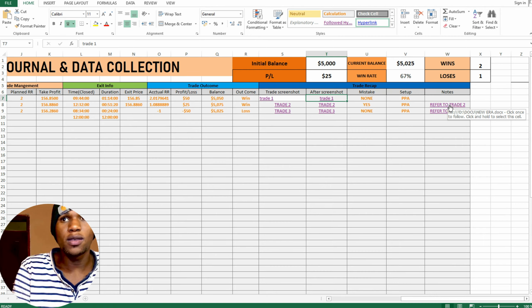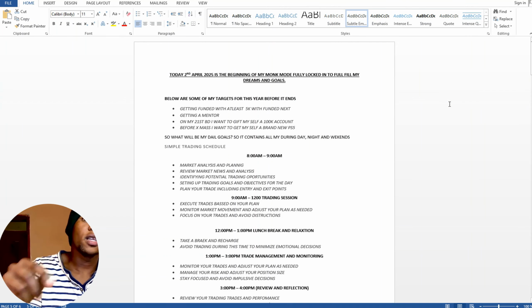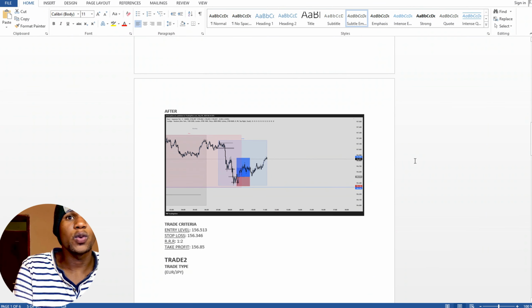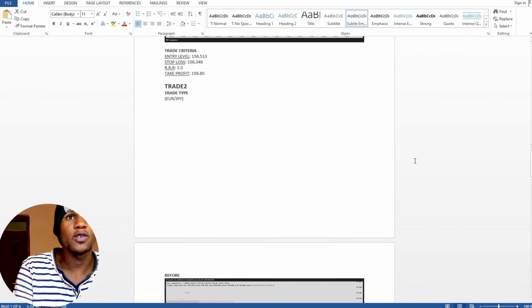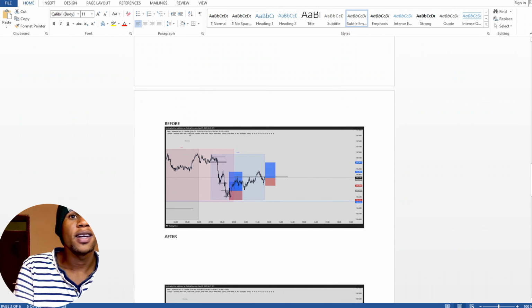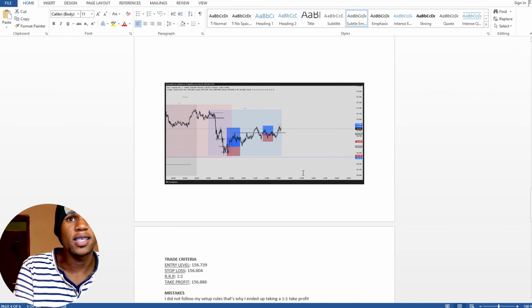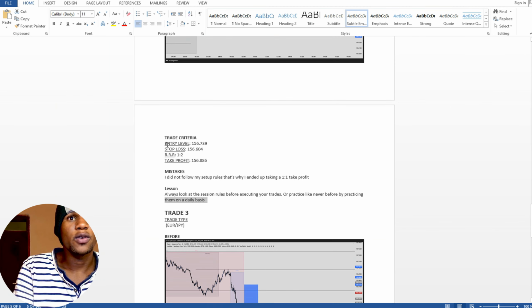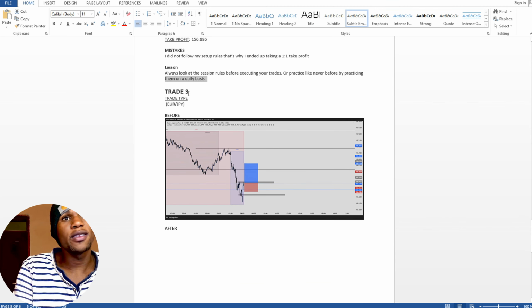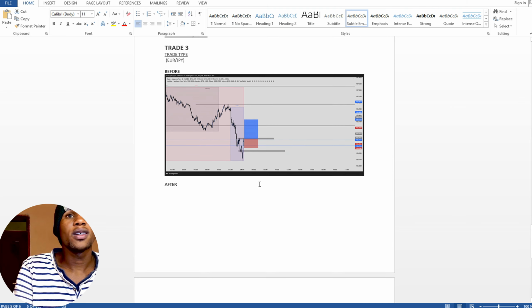If you look at the notes section, you can see that I'm having a link to this over here. So this is trade 2. We shall go over here and look for trade 2. So here's trade 2 type. This is trade 2, it was Euro JPY. And then this is the before screenshot, and then this is the after screenshot. So this is the trade criteria. These were my entry level, stop losses, my expected return, and then my take profit, and then mistakes, and then lessons, and then I go on to trade 3, trade 2, stuff like that, guys.